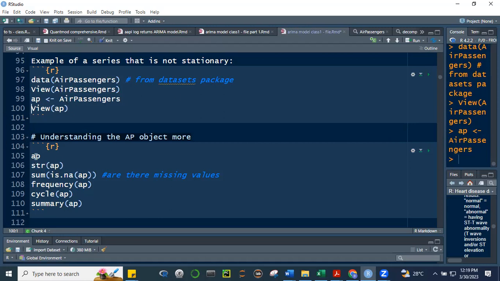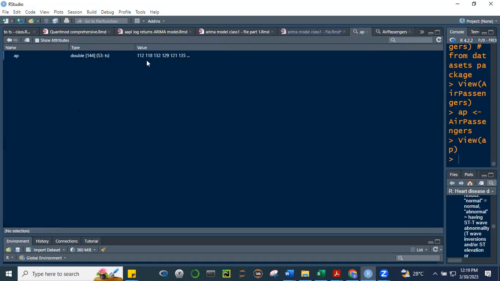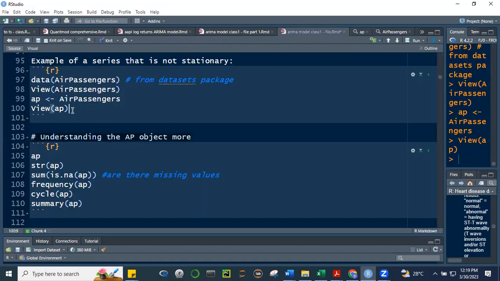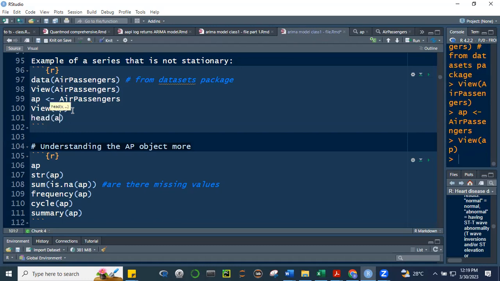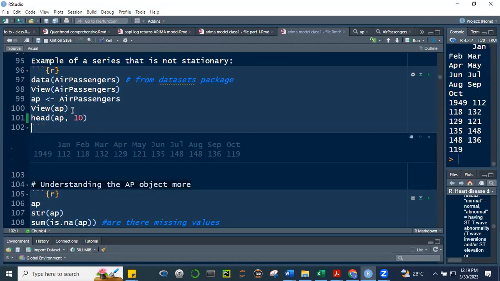Okay, so na-identify na natin itong AP. And then if you view AP, yan na naman siya, no? Okay, let's just take a look at the head ni AP. First 10. So ito yung mga values niya. Gawin natin first 24 na lang.